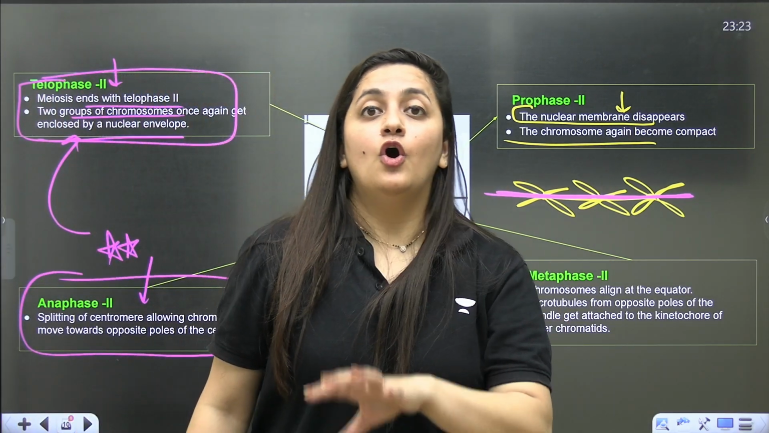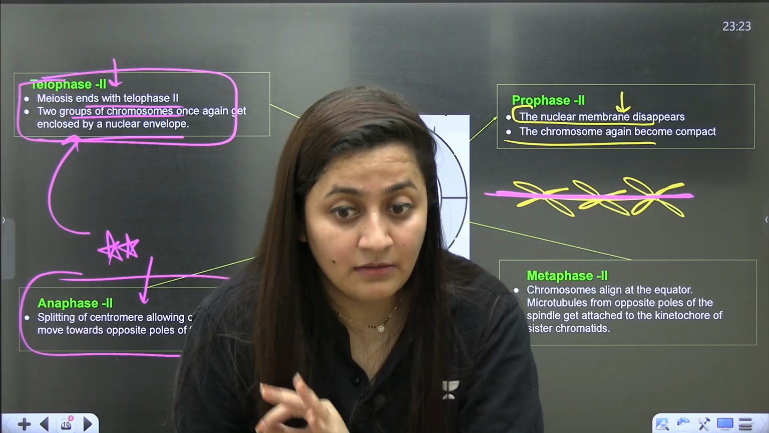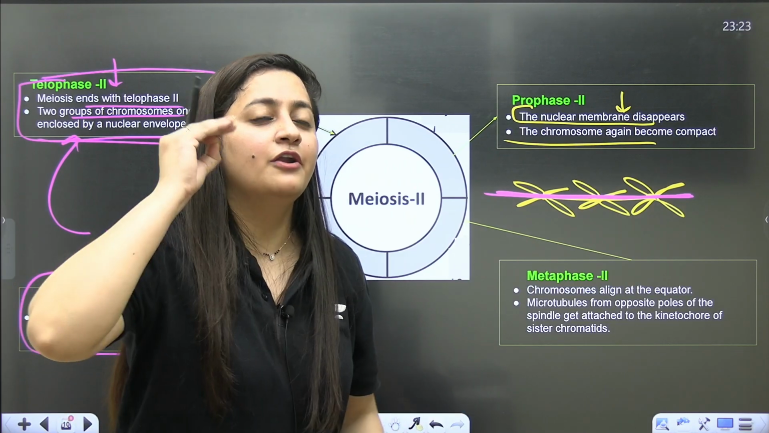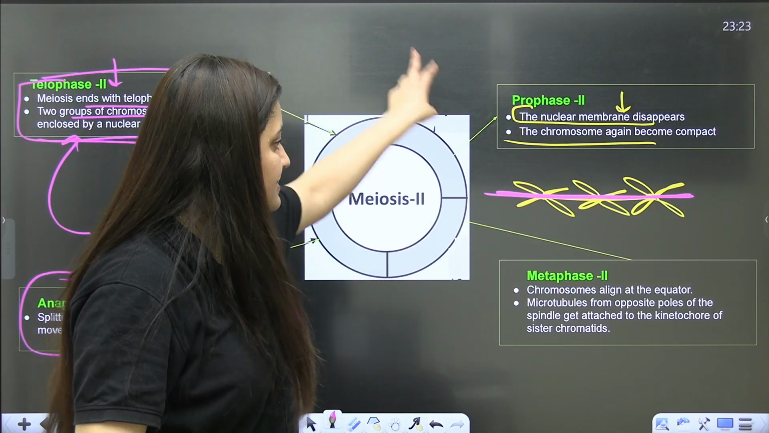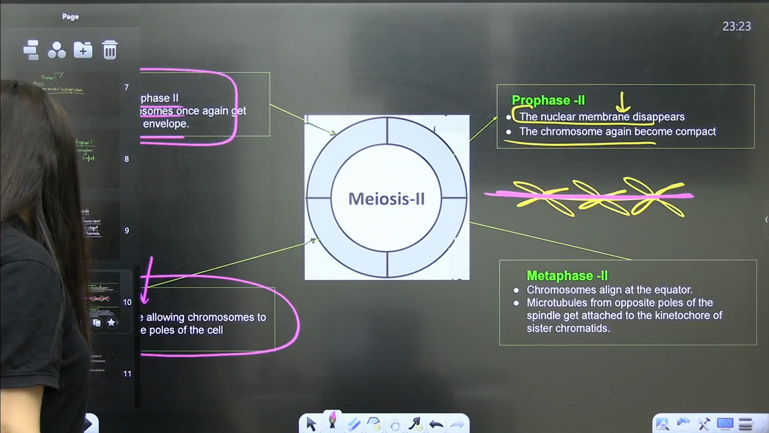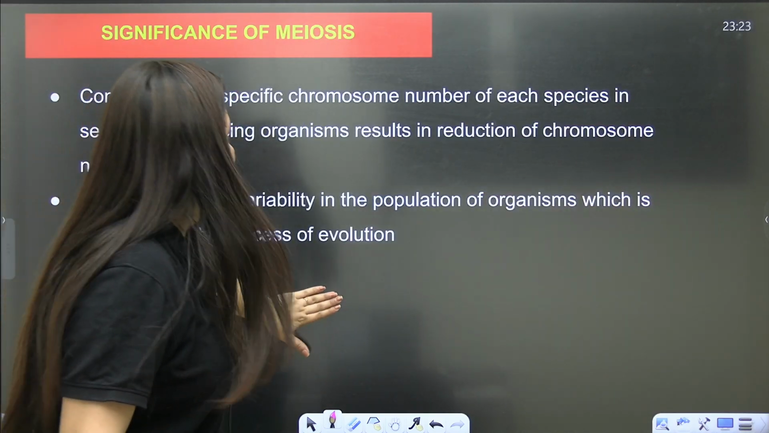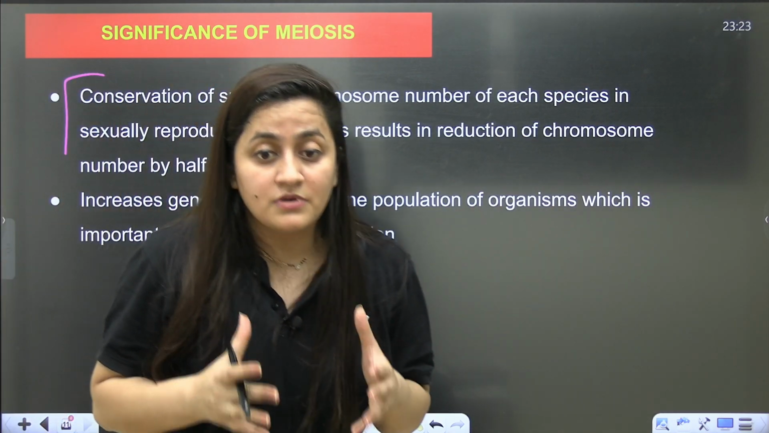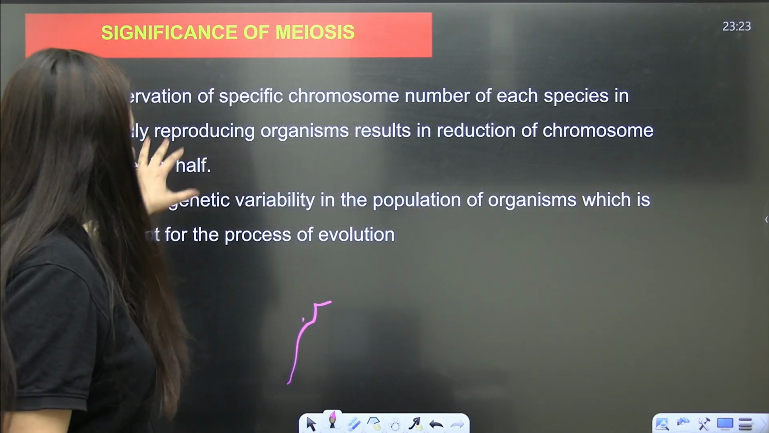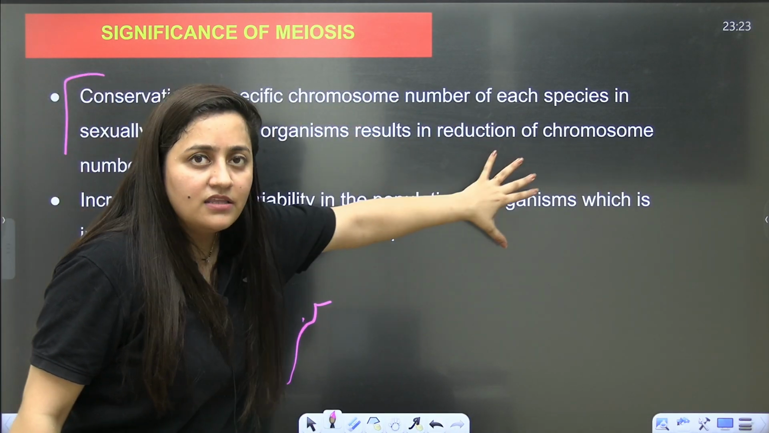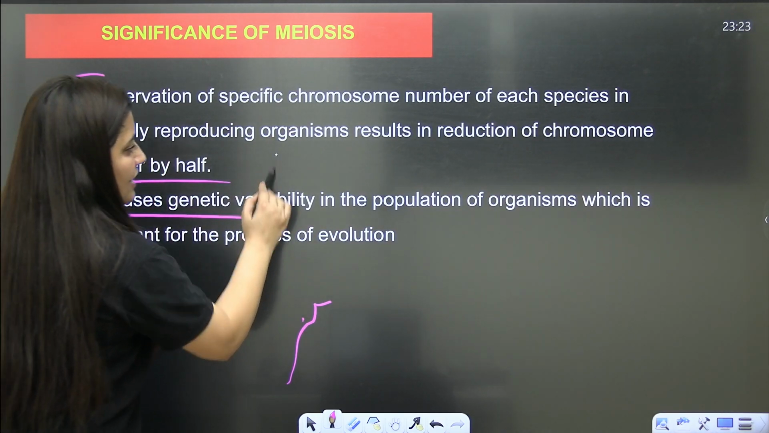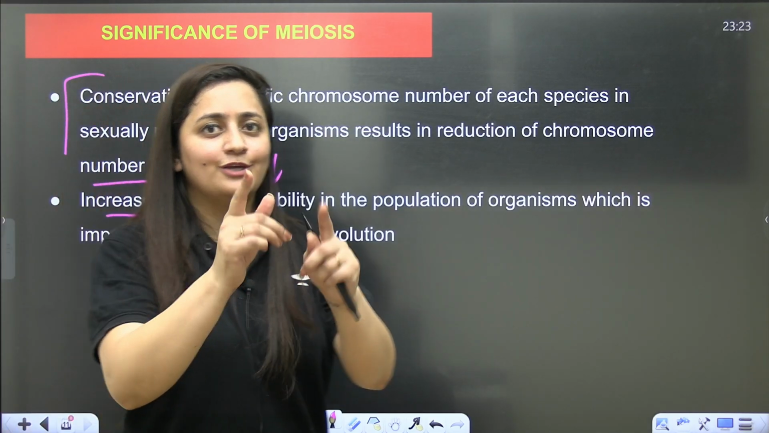So we have covered all the important points here, all the MCQs here. Even after this session, if you pick up your NCERT and start practicing the MCQs, you will see that we have covered all the MCQs. So this is all about meiosis. And if I talk about its significance, it will conserve the specific chromosome number of each species in sexually reproducing organisms, and there will be the reduction of chromosome number by half. And then genetic variability will increase, the variation because of the crossing over.